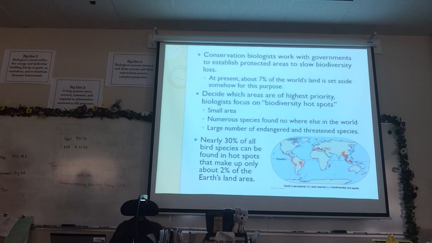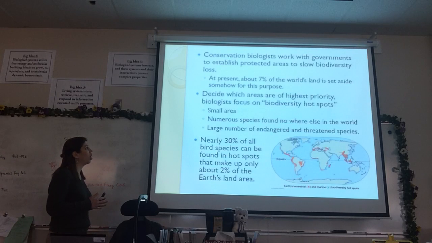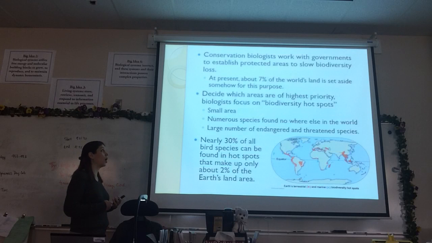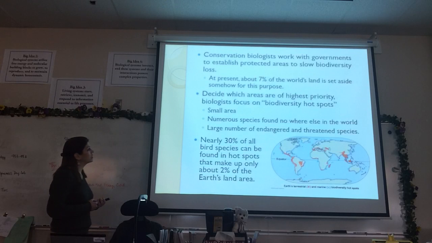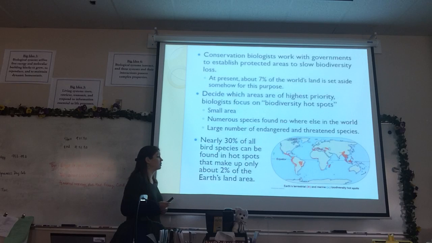So conservation biologists work with governments to establish areas to slow biodiversity loss. Right now, about 7% of the world's land is set aside somehow to slow the loss of biodiversity. We call those biodiversity hotspots, the places where we should focus our energy. Those hotspots tend to be a very small area where numerous species are found nowhere else in the world, and a large number of those species are either endangered or threatened. Nearly 30% of all bird species can be found in hotspots that make up only 2% of Earth's land area.